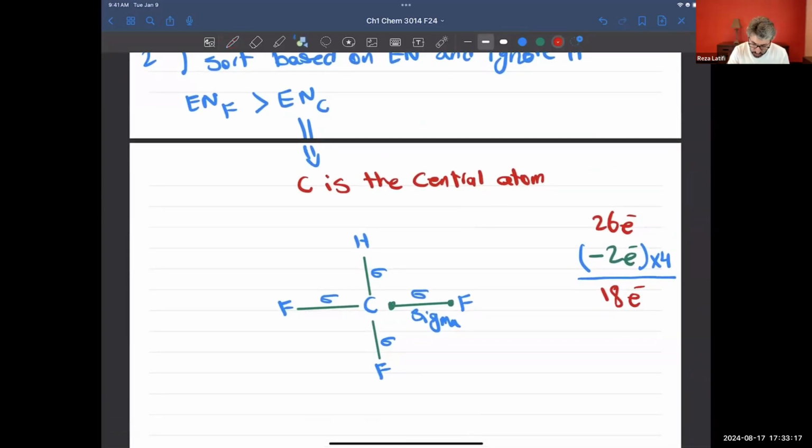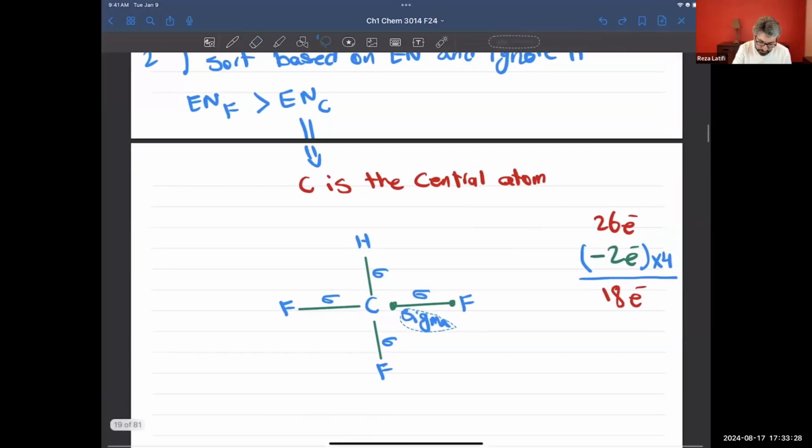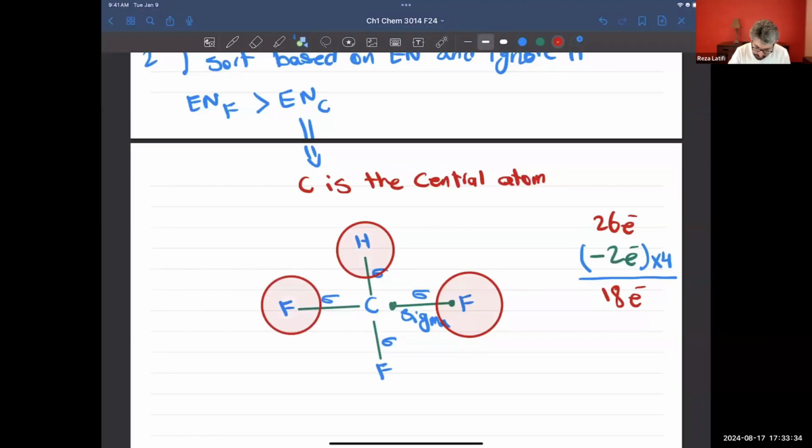Next step, you will draw a circle around each element. So draw a circle around each element, including the central atom. Next, start with the outer atoms, and the one with the highest electronegativity.